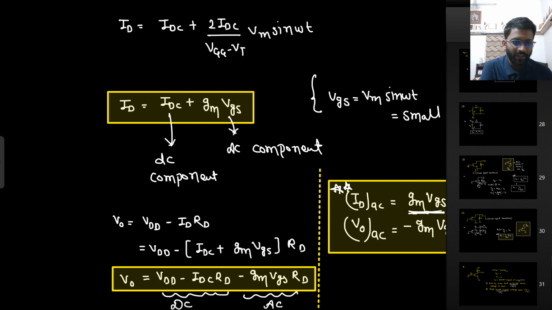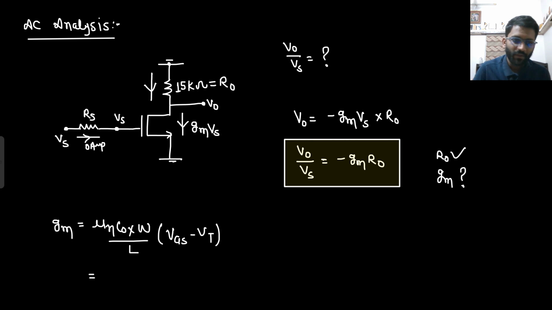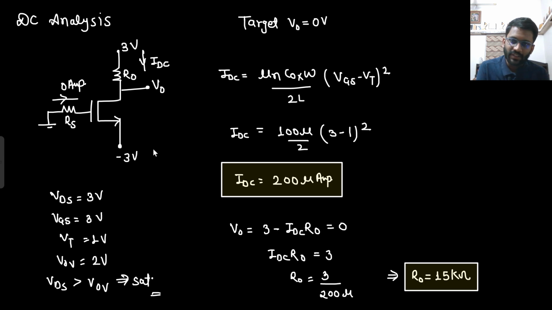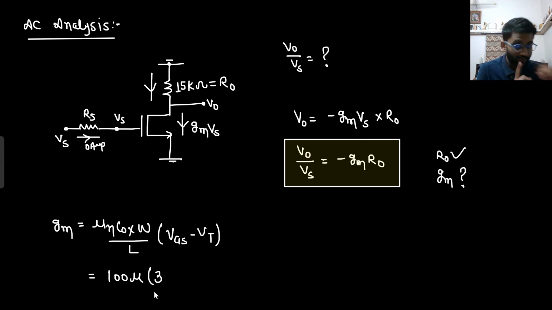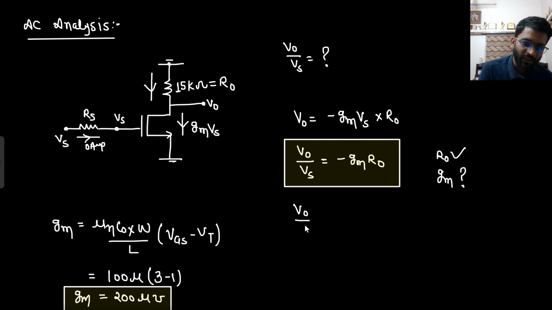But on the previous page only, we have done the DC analysis. So from there, we can pick the values. What is the value of mu n Cox W by L? That is 100 micro. What is the value of VGS minus VT? VGS was 3 volt, because we have to pick the values from DC analysis since Gm is a DC parameter, and Vt is 1. So Gm would be 200 micro mho. Because Gm is the opposite of resistance, transconductance it is. So Gm is 200 micro mho. So here we can put the values now.